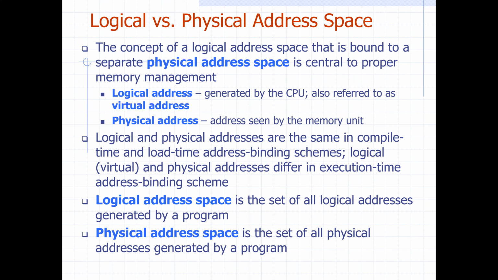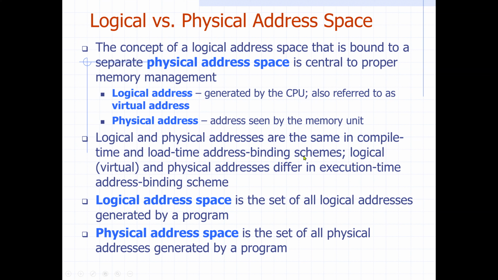So a logical address is normally generated by the CPU and is also referred to as a virtual address. But the physical address is the address seen by the memory unit. So a physical address would be the actual address of the memory. Normally, memory consists of cells, or we say locations, more or less like cells, and each cell has a unique address.